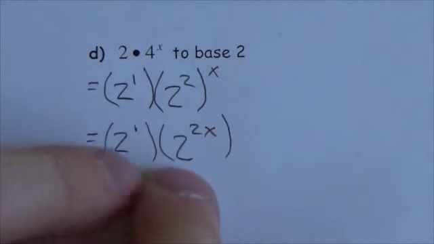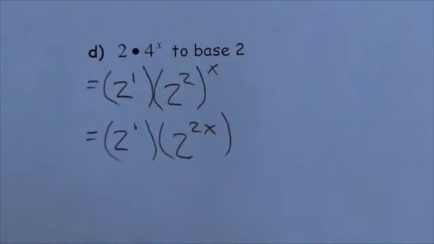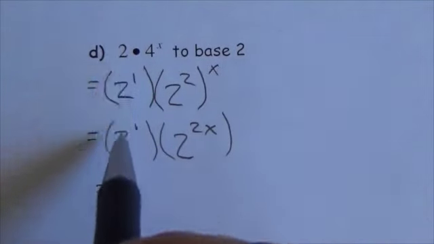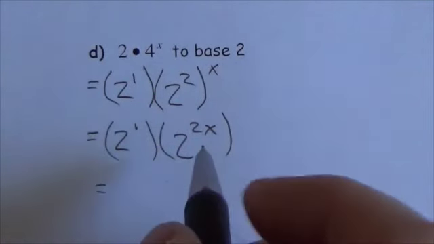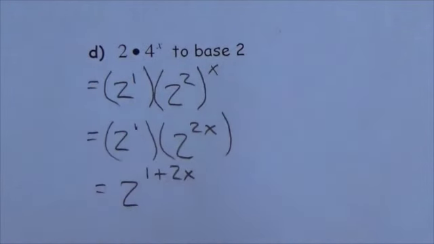And now I've got 2 powers of 2 multiplied together. What's the rule? Okay, the rule is I add the exponents. I'm helping myself out by putting a 1 there, because then I'll remember that this is going to be 2 to the 1 plus 2x.